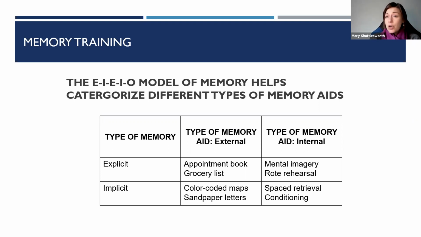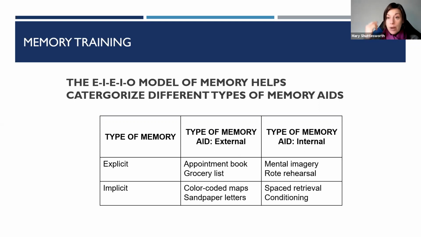So having color-coded maps. So instead of maybe pointing or writing down directions for a person, having some kind of map where a certain color means there's a certain resource that's available for you. Sandpaper letters. So these are letters that are made of sandpaper and they have a feel to them. And that feel, creating that additional tactile sensation, sensory memory, enables us to form one additional connection to be able to get to that information when we need it.